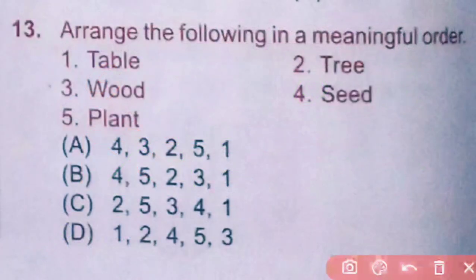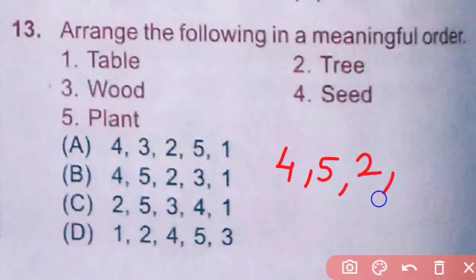Question number 13. Arrange the following in a meaningful order. They have given table, tree, wood, seed and plant. First, from seed, a plant will come out, then the plant becomes a tree, then people cut the wood of the tree, and then a table is made from wood. Then what will come first? First seed, then plant, then tree, then wood, and then table. So B is the correct answer.